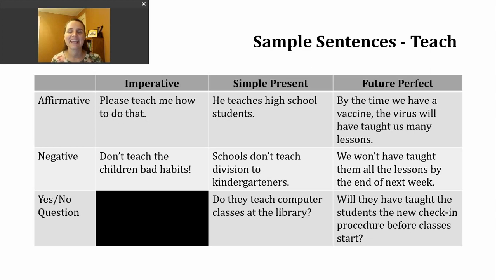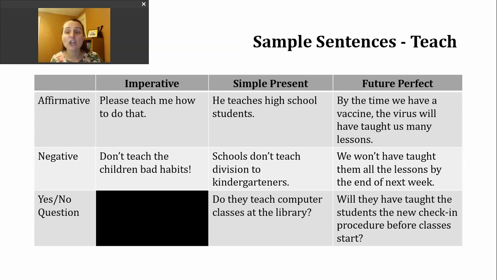If I want to make a yes or no question in the simple present, I'm going to start with do or does, then I'll have my subject, and then the base verb. Let's take a look at an example. Do they teach computer classes at the library? Again, this statement might be asking about a habit or routine. Are these classes offered to the public, the people who live in the community?